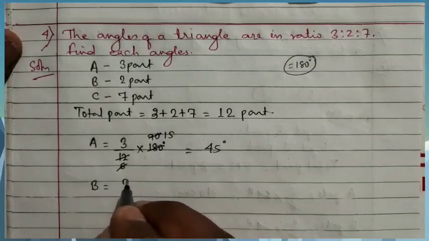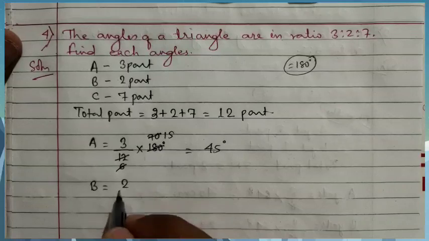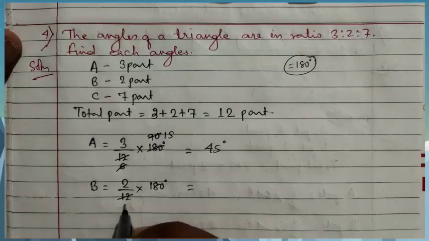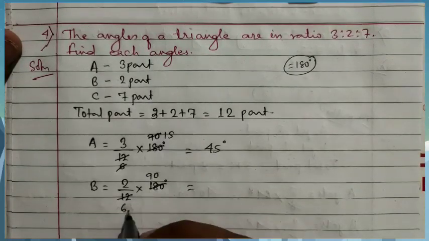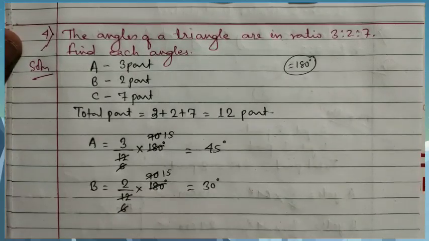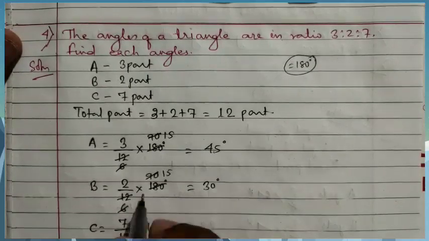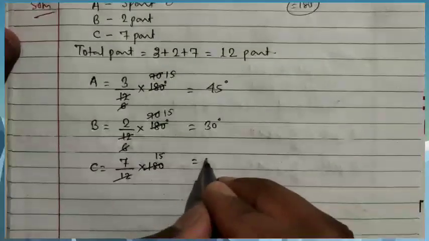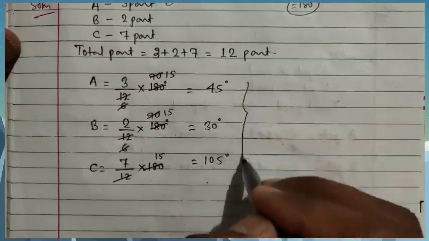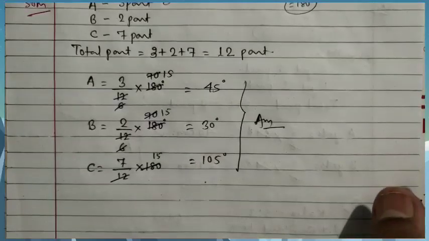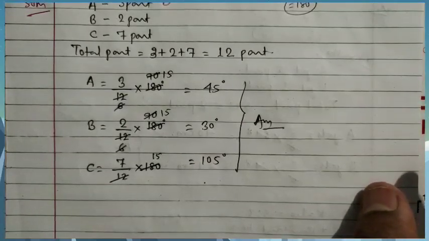Second angle B will be 2 parts divided by total 12 into 180 degree. 2 sixes are 12, 2 nines are 18, 0. 6 fifteens are 90, 2 fifteens are 30 degree. This is the second angle. Third angle is 7 by total into 180 degree. As we have seen, it is directly reduced by 15. 15 sevens are 105. This will be the answer. Hope that this method is very easy for you and these questions are also clear to you.